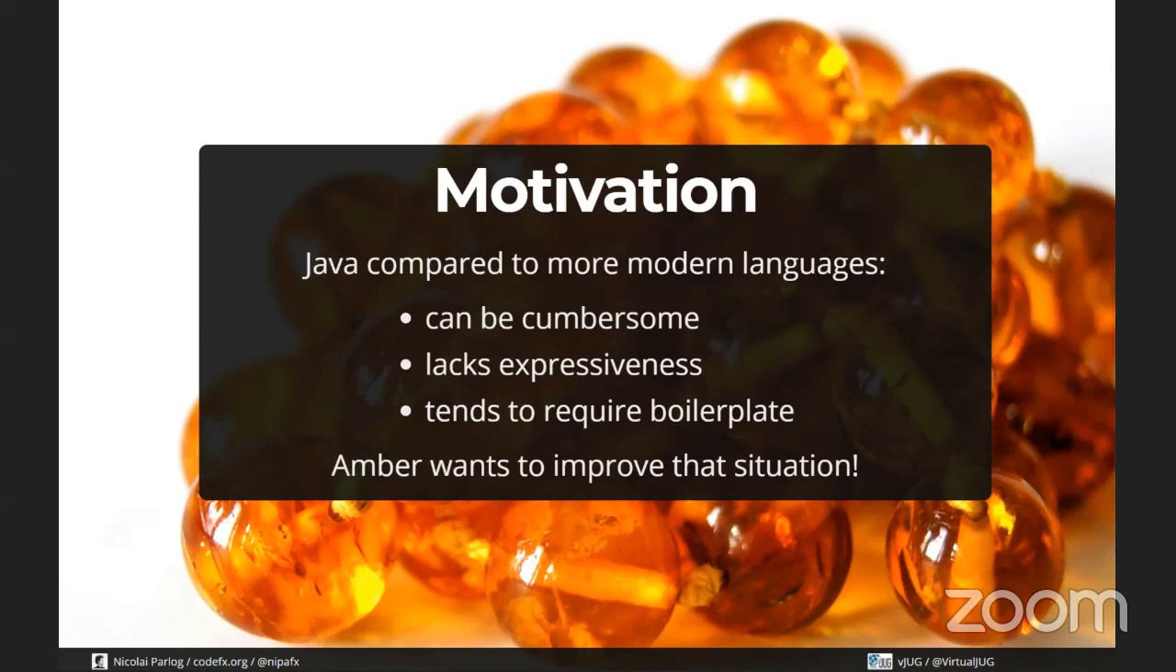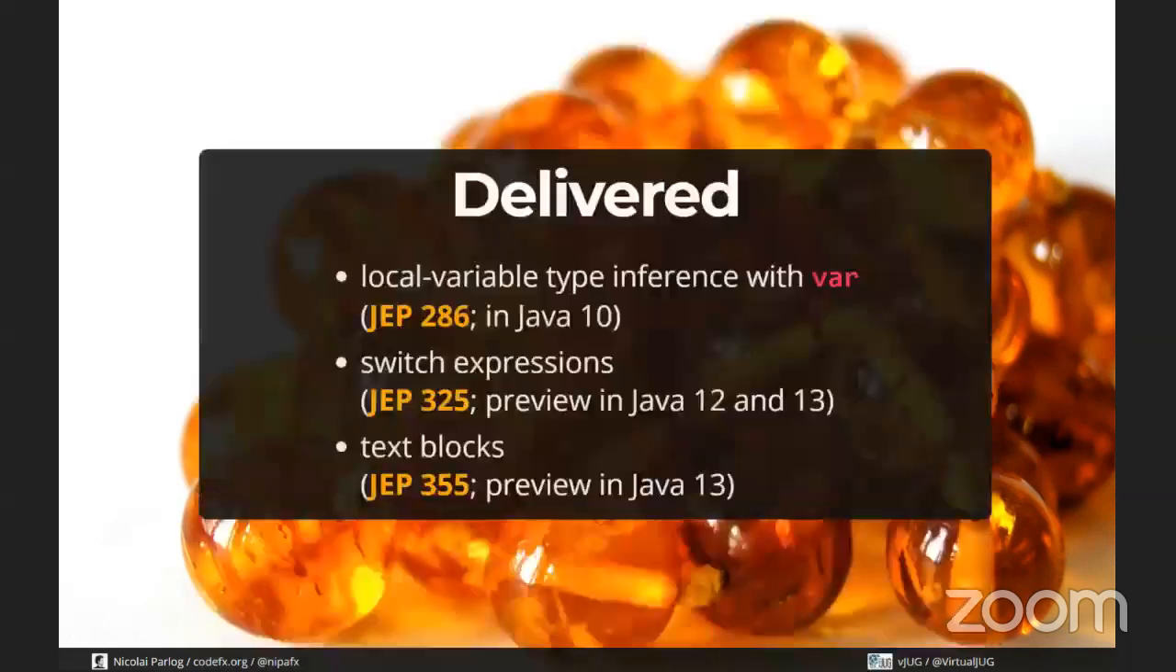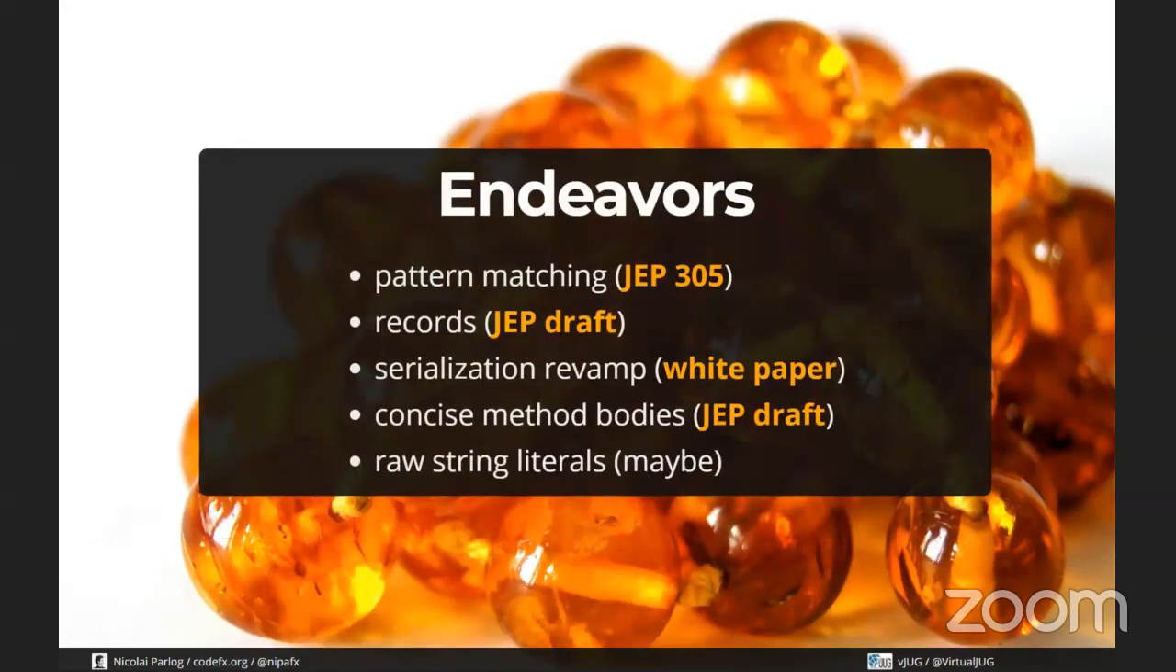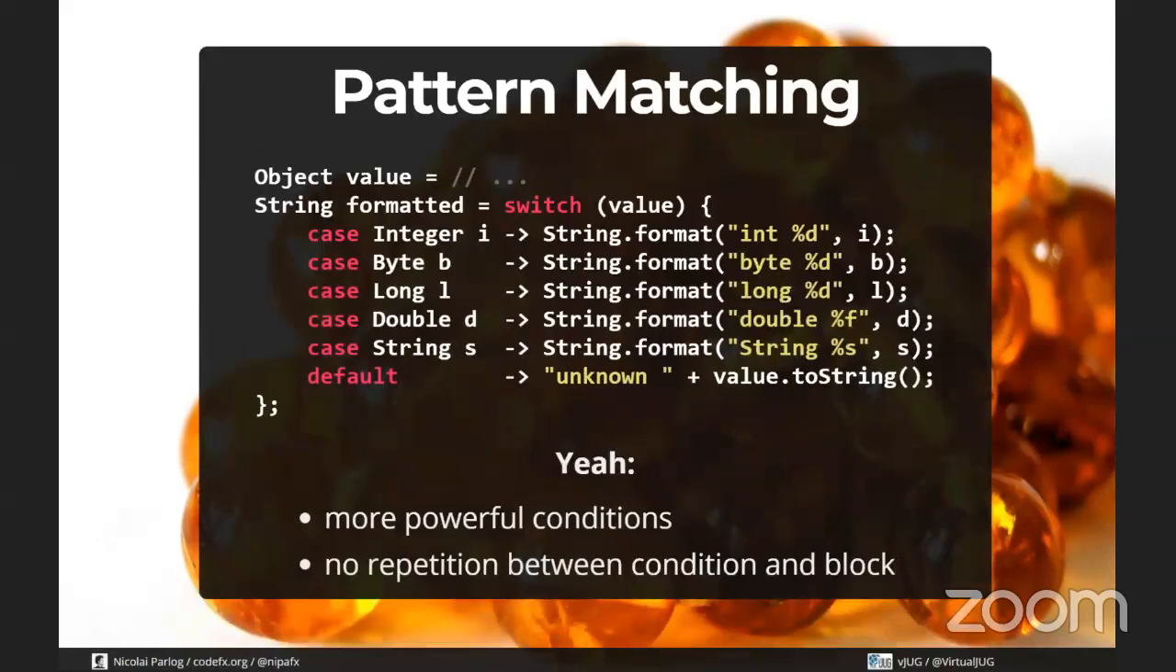And Amber wants to improve the situation by requiring a little bit less boilerplate, giving it a little more expressiveness, and being less cumbersome in general. And as we already saw, it delivered a number of things. Local variable type inference in Java 10, switch expressions that are previewed in 12 and 13, text blocks in 13, all of these were already out there, and then there are more endeavors. Pattern matching, records, serialization are going to be overhauled, most likely, maybe. Concise method bodies are a fun little thing that is at the moment in draft mode, and then maybe raw string literals. So let's have a look at these.